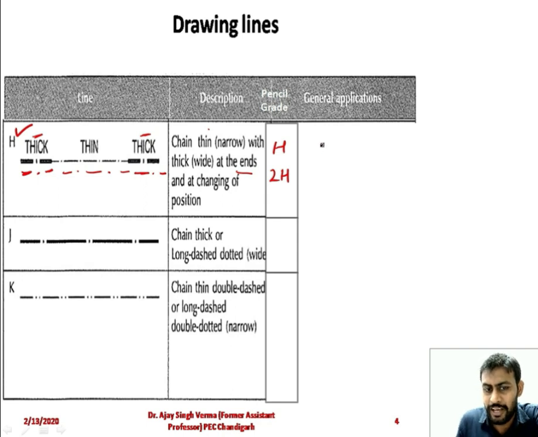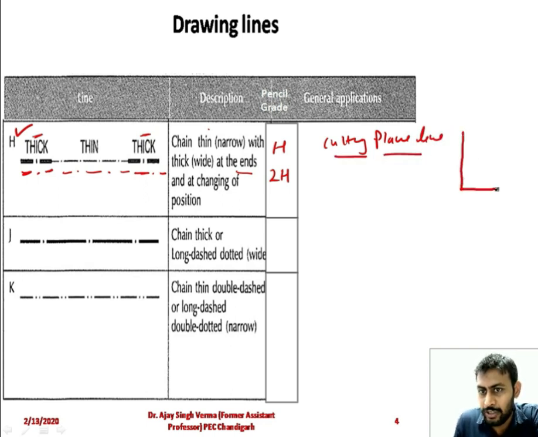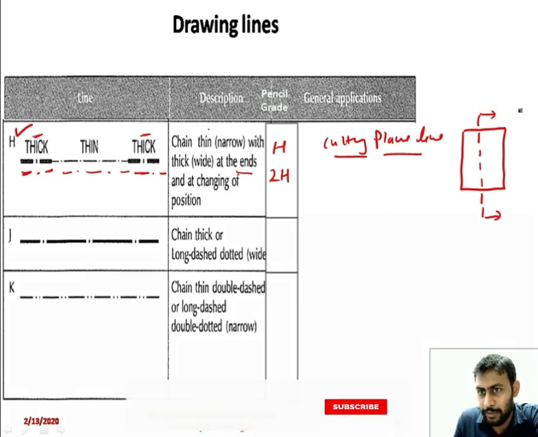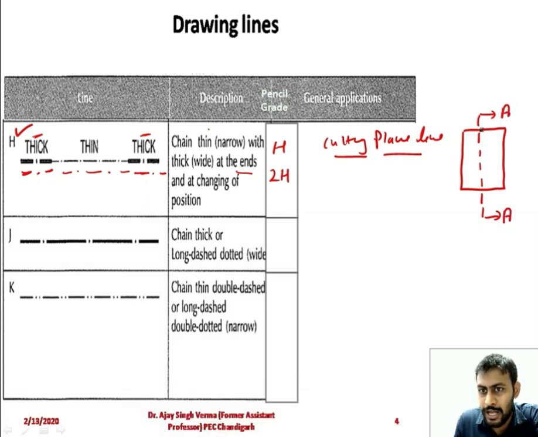And what is the application? Where do we use these types of lines? Basically, these are the cutting plane lines. What is the meaning of cutting plane lines? For example, this is a rectangular shape of an object, and this is thick, and this is thin, showing the cutting plane here as section AA. It means the object is cut from this section AA in this direction, if I am talking about this horizontal direction. So these two represent the cutting plane lines.